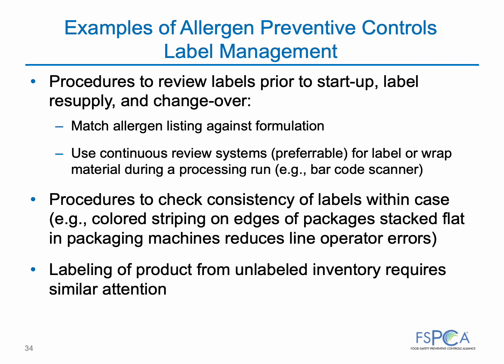Each facility should determine which is best for its operation. Continuous monitoring, such as a barcode scanner, is the most effective, but may not be affordable for some processors. Colored striping on stacked flat labels in packaging machines is another approach to reduce operator error. This is particularly useful when the label supply runs out mid-production. Returning unused packaging materials to the warehouse and not mixing them with other packaging materials helps avoid packaging mix-ups.